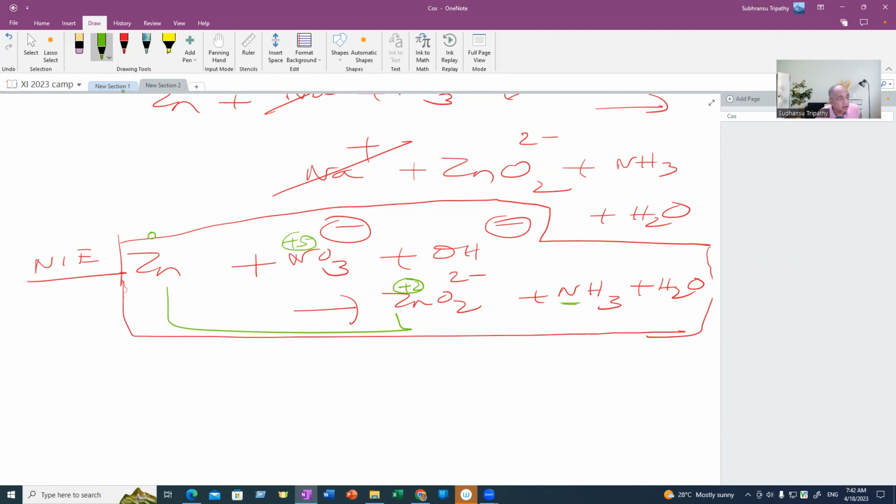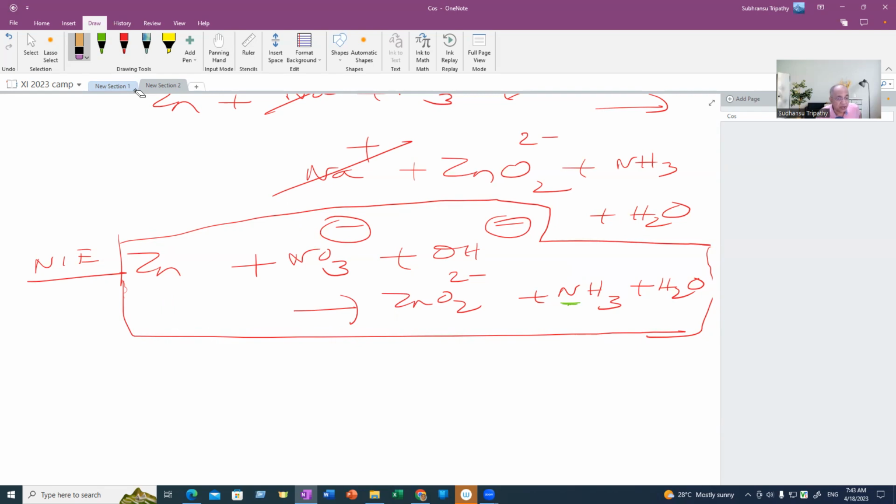And here, Rudra, ammonia, how much? -3. So this is reduction. So if you do it by the ON method, there is a tussle between the two. Unless you use two different colored pens, it is very difficult to overcome the confusion. That is why I did not tell this method.